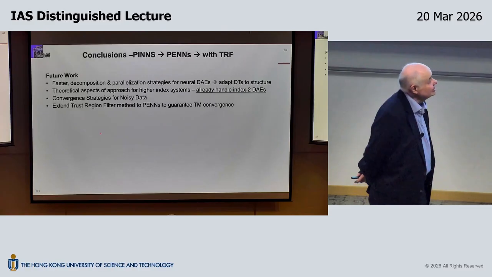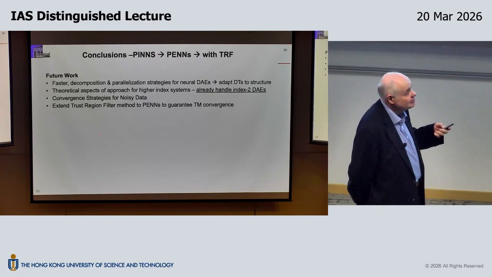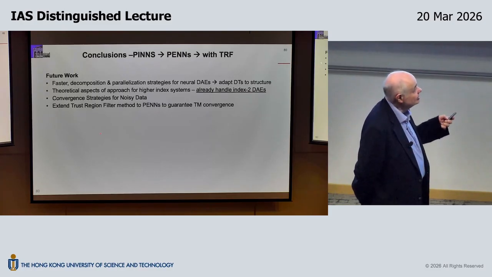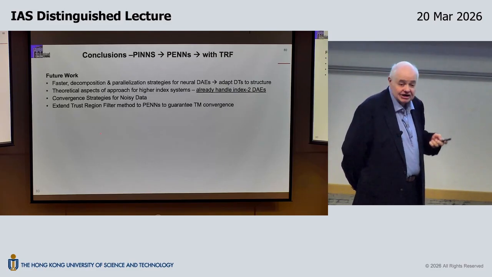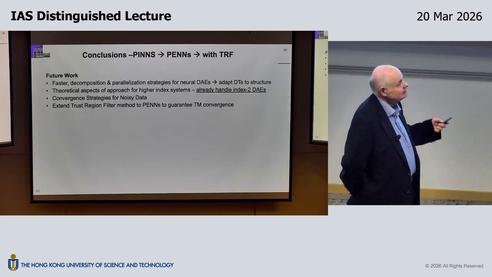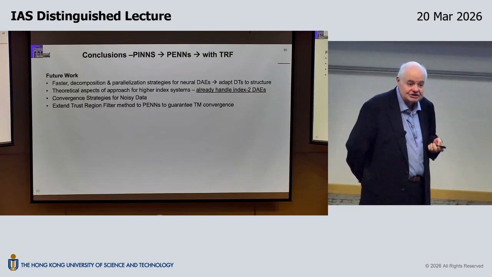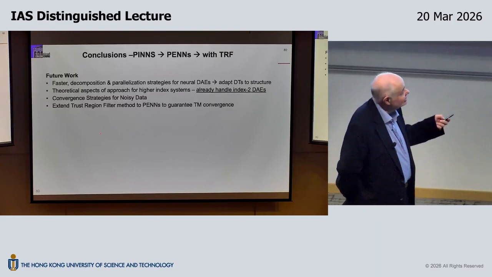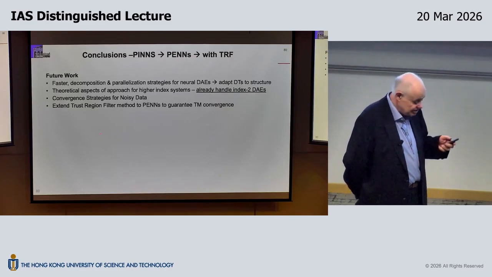What we find is that we want to work on faster decomposition algorithms and parallelization, and we want to adapt digital twins to the structure. There are some theoretical aspects for higher index systems for neural DAEs. We already know how to handle index 2, but we want to go beyond that. We want to deal with noisy data. We haven't come up with any convergence strategies for noise, although we have noise and it works under noise. But we want to know if it converges to the true system. And finally, we want to extend the trust region filter to pens so that we can guarantee truth model convergence.